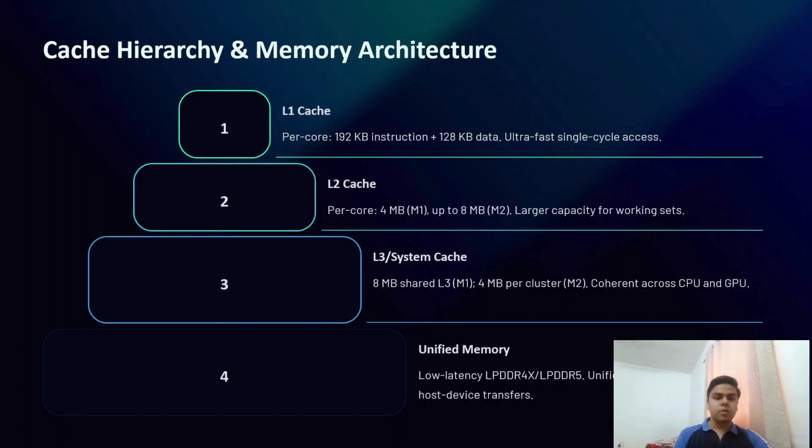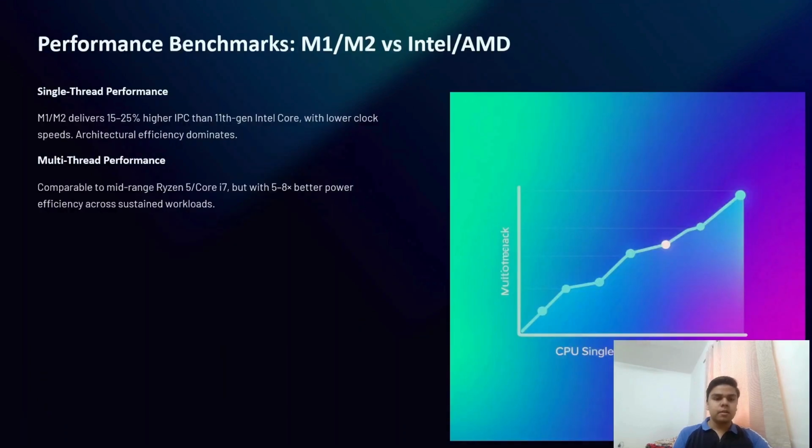Now let's see how this architecture performs in real-world benchmarks. Despite lower clock speeds, M1 and M2 deliver up to 15 to 25% higher IPC than Intel's 11th gen Core processors. They achieve comparable multi-threaded performance to mid-range Ryzen and Core i7 chips, but are 5 to 8 times more power efficient.